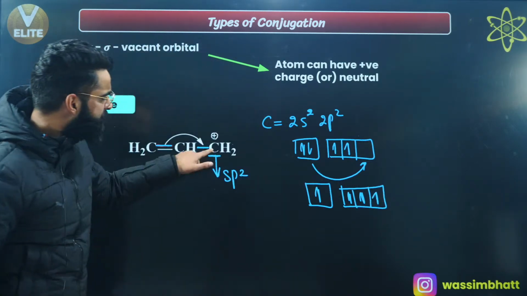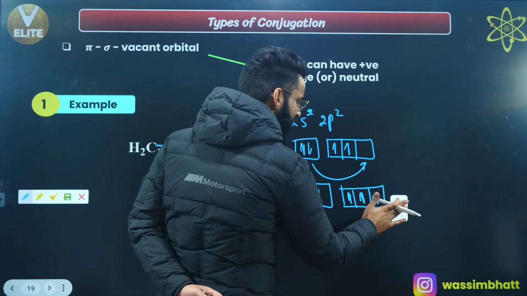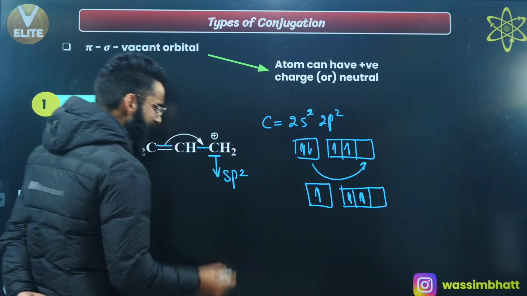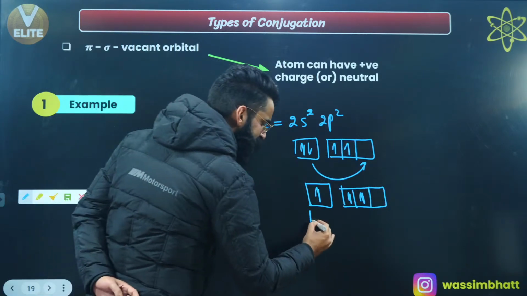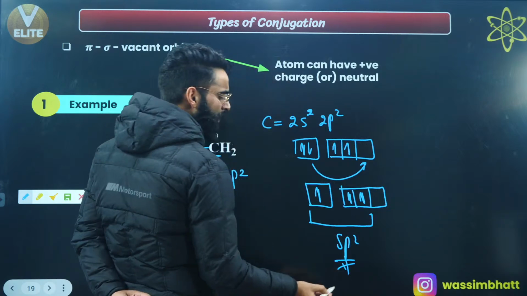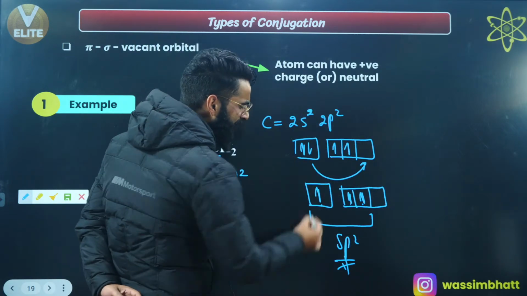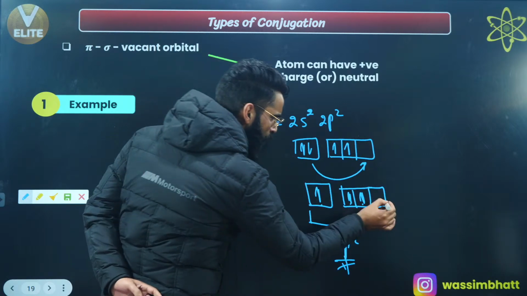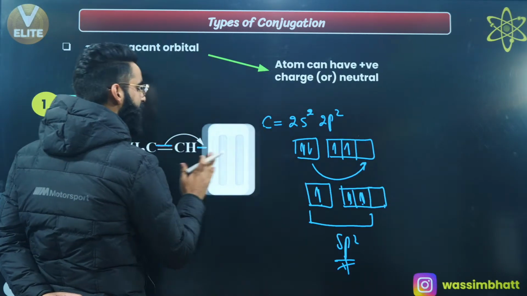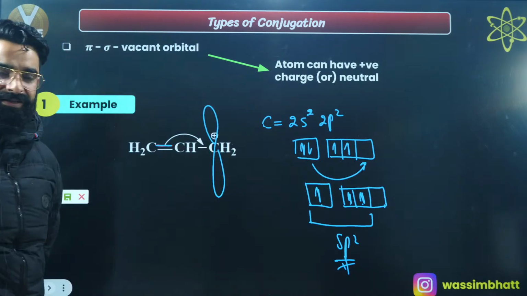Since there is a positive charge on this carbon as well, what does that mean? That means one of the electrons you're going to take out from here, right? So one of the p orbitals is empty, and this carbon is undergoing sp2 hybridization. This is s and these are 2p's. So basically this orbital and these 2 orbitals are intermixing. There is one pure p orbital present on this carbon, which has not participated in the hybridization.